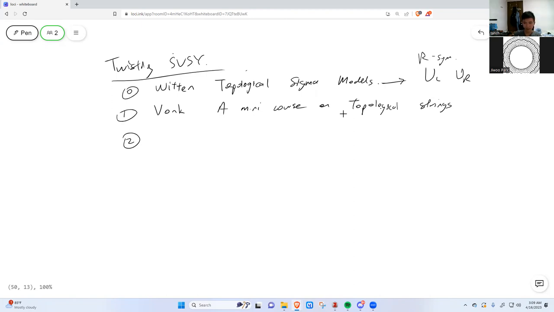Then, other than that, I found David Tong's SUSY notes quite useful, as usual. And lastly, there's also the mirror symmetry book. So these are the four resources that I've been using quite a lot to study this. Okay, so the key idea is, give me a moment, I just need to pull out the book, because I can't recall it off the top of my head.